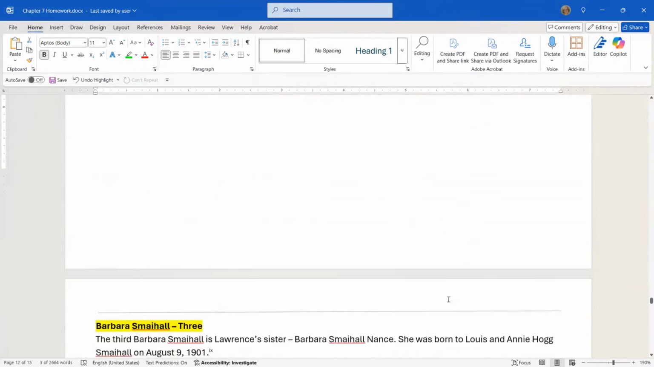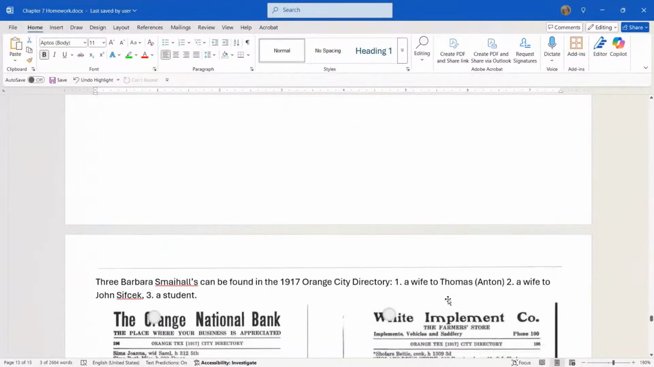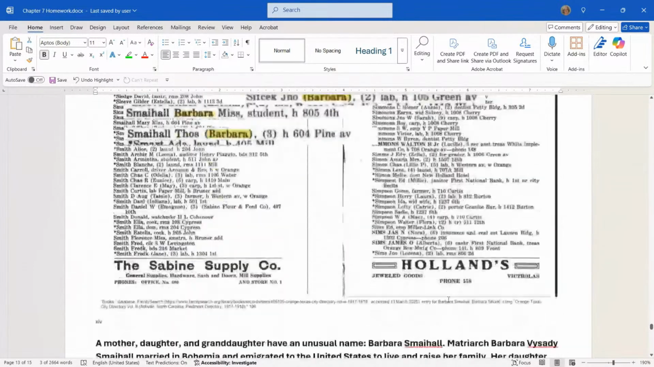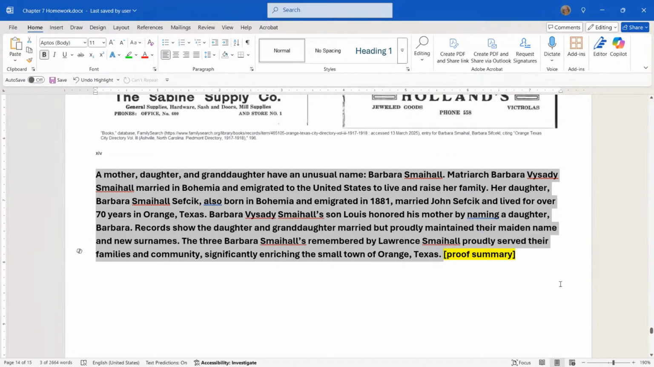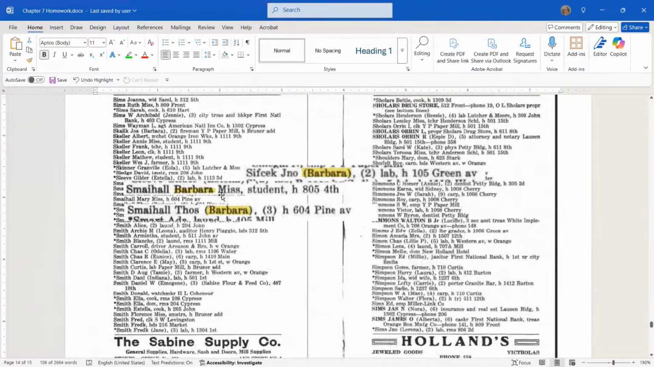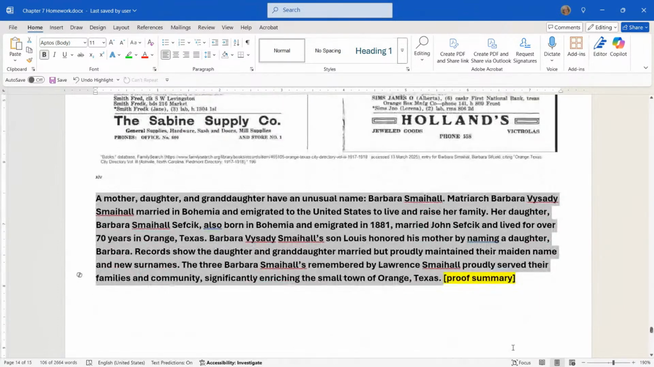And the 3. Okay. And then I just showed a document that had all 3 of them in, but that's my summary. So yes, the 3 different entries. One was a student, one worked in a lab, and this one is the wife of Thomas. Okay. Yes. And so you only missed basically one element.